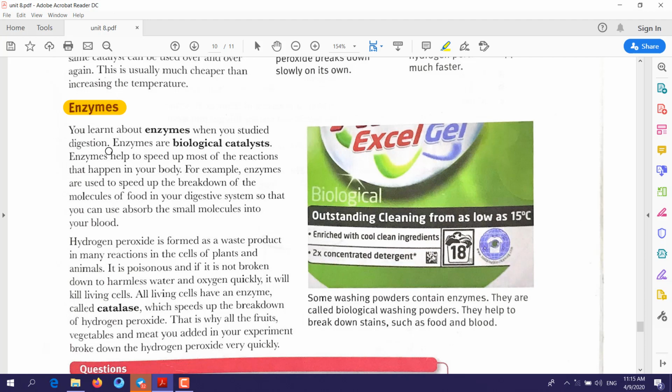So in our body we have biological catalysts. The enzymes, they call them biological catalysts. The function of these enzymes is to speed up the breaking down of food. For example, without enzymes it may take, let's say, 2 or 3 hours, but with enzymes it will just take a couple of seconds.